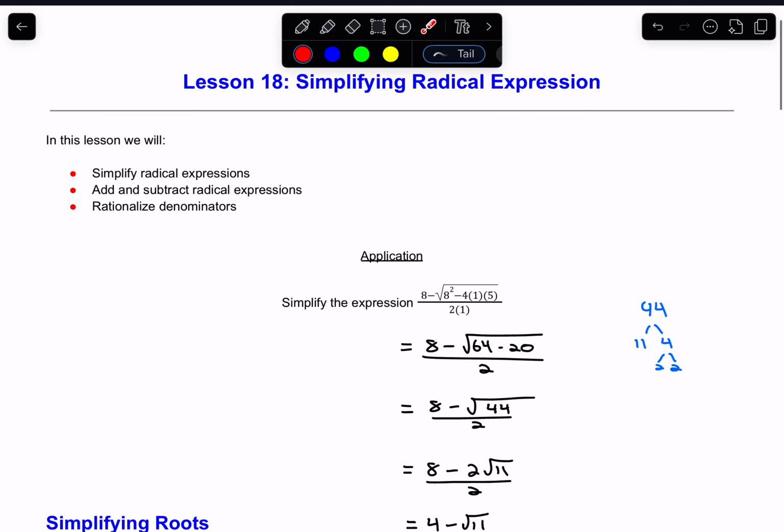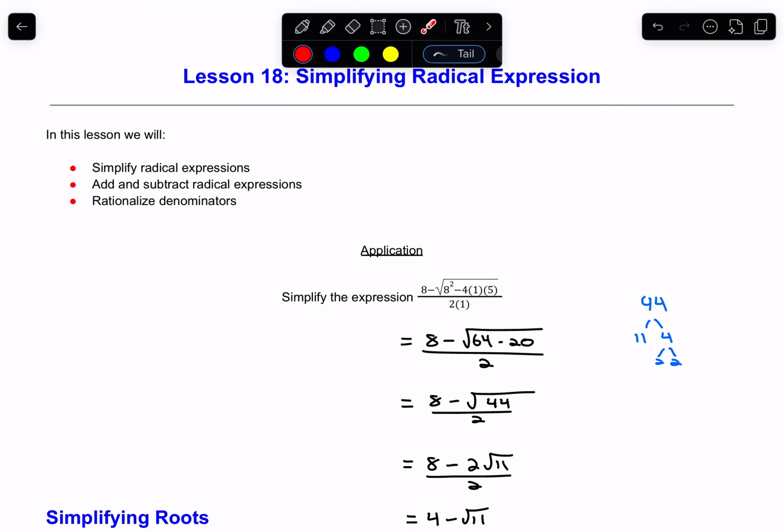All right, that was how to simplify radical expressions. We'll have plenty of practice in class. Hopefully you guys are looking forward to it, and we're going to get really good at this over the coming days.